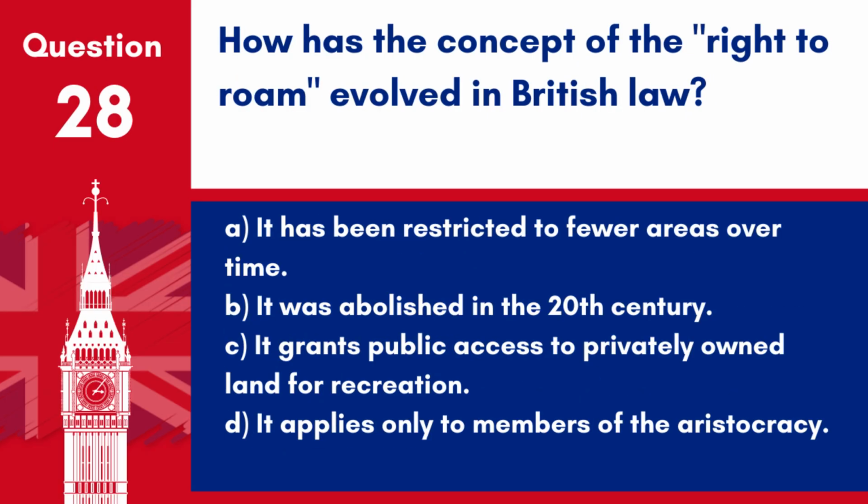Question 28. How has the concept of the right to roam evolved in British law? A. It has been restricted to fewer areas over time. B. It was abolished in the 20th century. C. It grants public access to privately owned land for recreation. D. It applies only to members of the aristocracy.